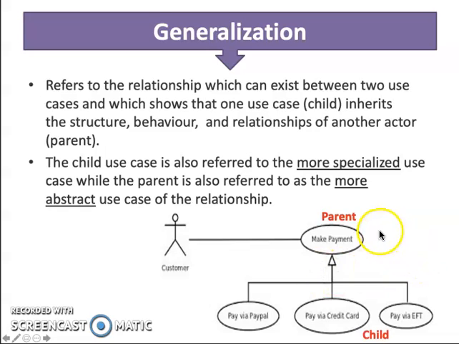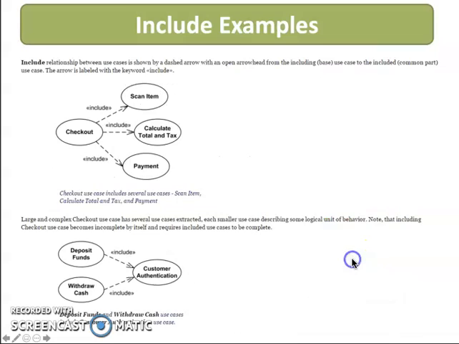where the child inherits the structure, the behavior, the relationships, and the characteristics of the parent use case. The child use case is also referred to as the more specialized use case, while the parent is the more abstract use case in this relationship. So as you can see, make payment and all of the child use cases are a kind of the parent, so they inherit all of the characteristics. Paying via PayPal, paying via credit card, and paying via EFT are all a kind of make payment.